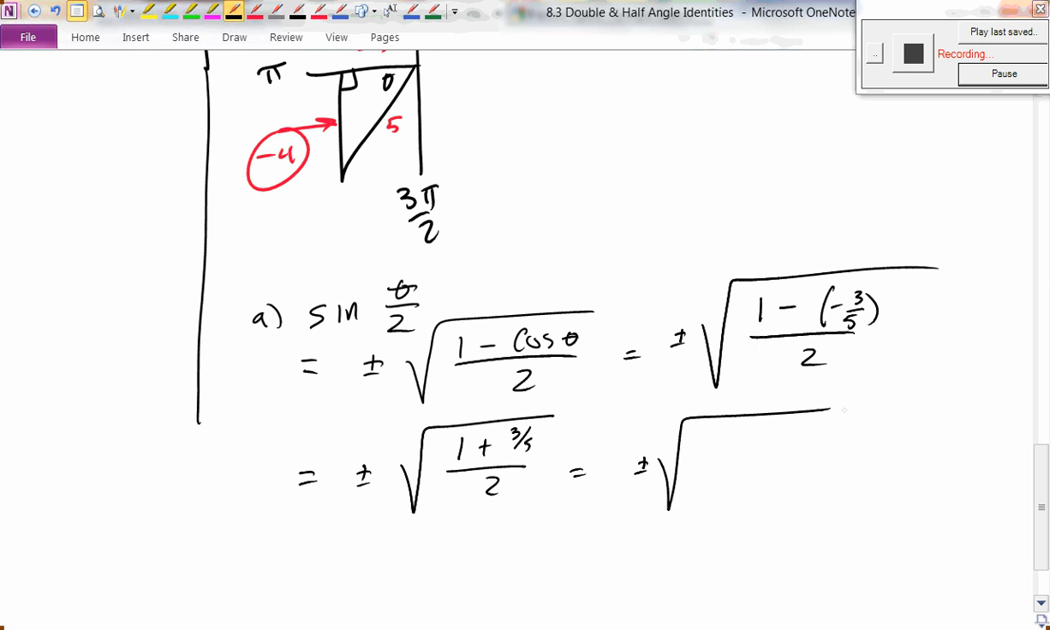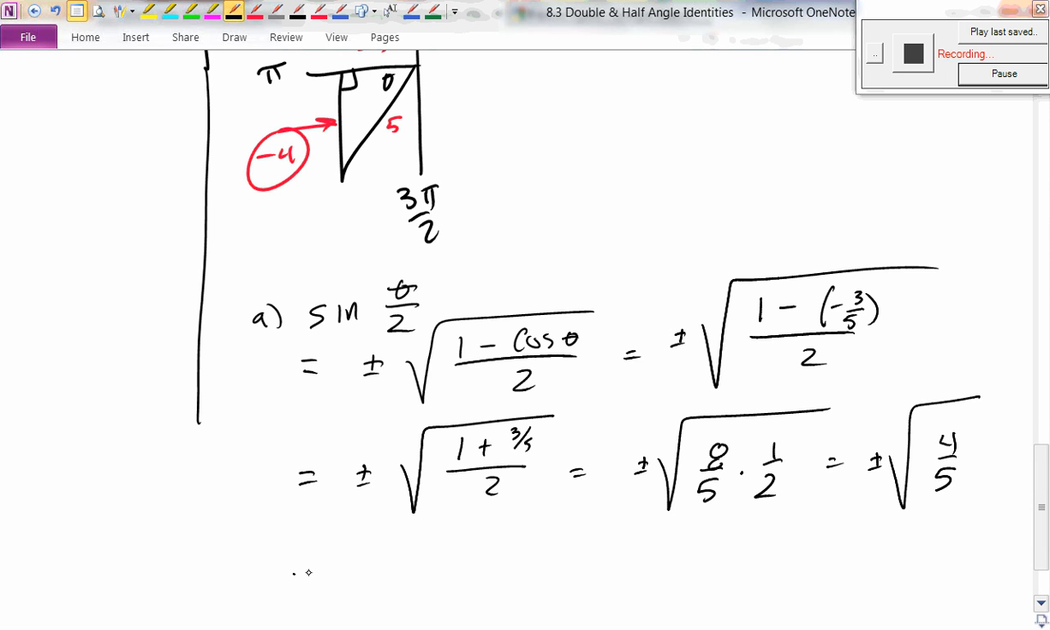Which is plus or minus, now let's make the 1 a 5/5, right? So 5/5 plus 3/5 is 8/5. So that's 8/5 times, if I make the reciprocal of 2, 1/2. So that is plus or minus the square root of 4/5.